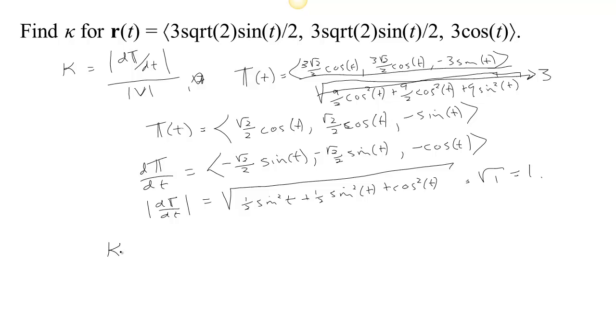Okay, so now we can assemble this. Kappa is going to be the length of dT/dt, which we found was 1, divided by the speed, which we've already calculated is 3, because we found the velocity and then divided by the length of the velocity, which is the speed. So now we know that kappa in this case is 1/3. We have a constant radius of curvature.